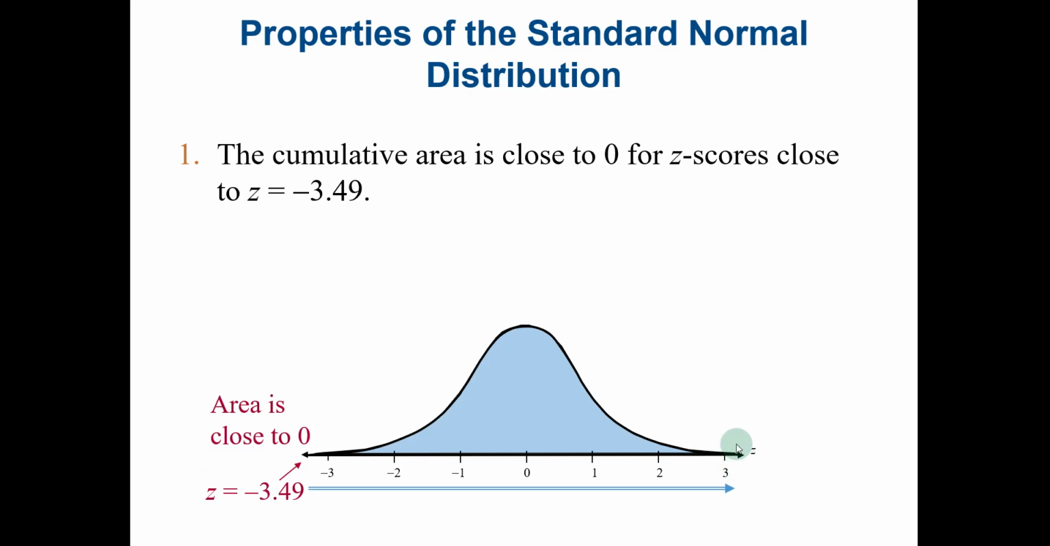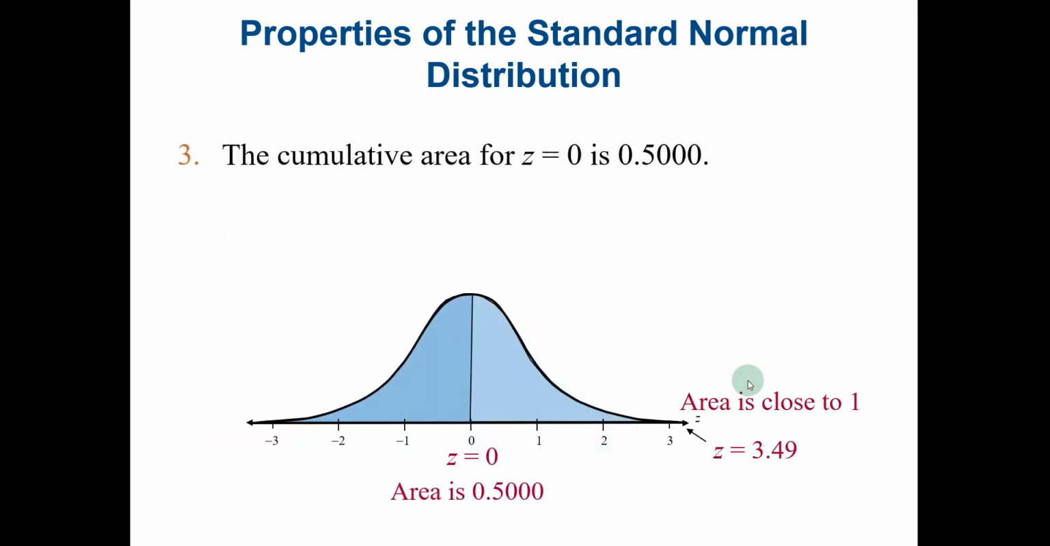On the other hand, if you come here and you have positive 3.49, you have the total area, which is 1. So anything greater than that, let's say you have a Z score of 5 or 10, it means you have an area of 1. And you will see that written in the tables, which will be provided during the test and which you are using in class. So any Z score that is greater than this number, the area is just 1.